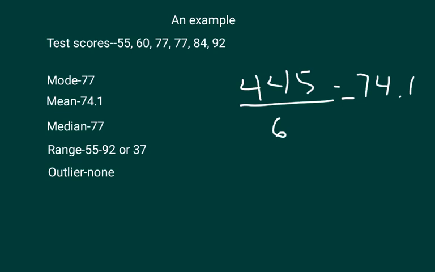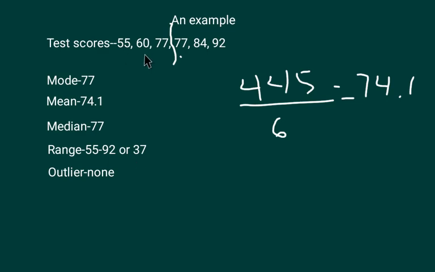The median is the score in the middle. There's an even number of scores, so there won't be a number right in the middle, but if you drew a line there, you'd have 3 scores to the left of the line and 3 scores to the right, and pretty easy to get the average of two 77s. It's a 77, so the median is 77. The range is 55 to 92. You could write it that way, or you could do 92 minus 55 and get 37.